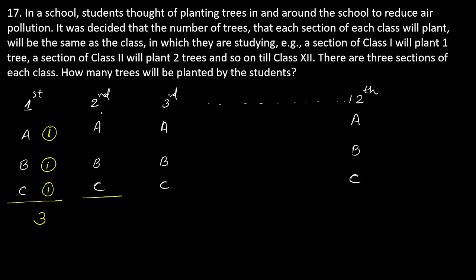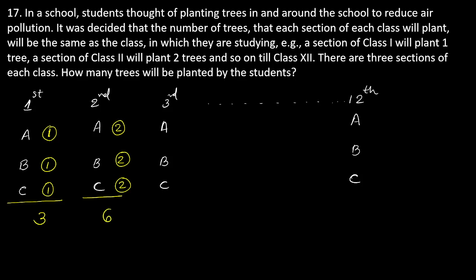Similarly, class 2. A section of class 2 will plant 2 trees. So the 2A section will plant 2 trees. 2B will plant 2 trees. 2C will plant 2 trees. So the total trees planted by the second standard: 2 plus 2 plus 2, 6. In this way, this is the pattern.